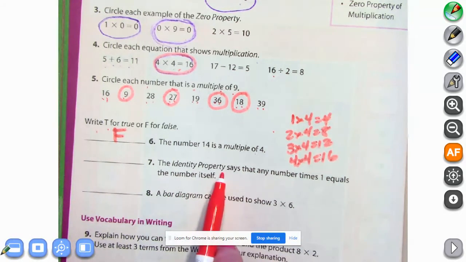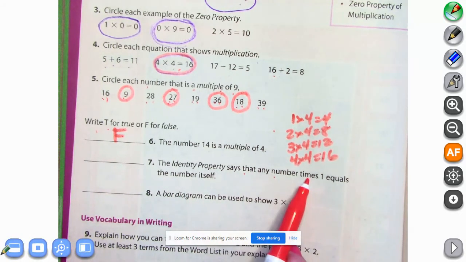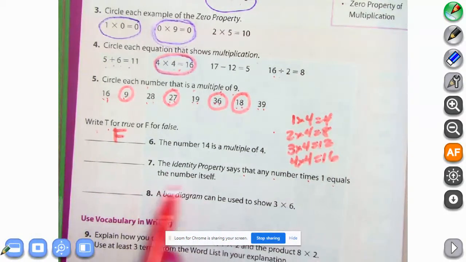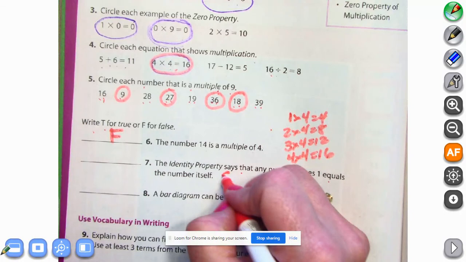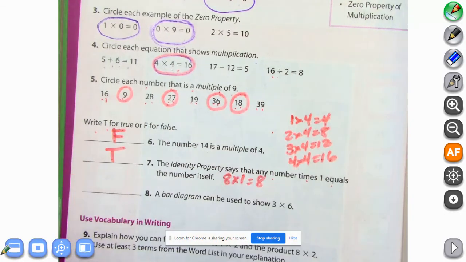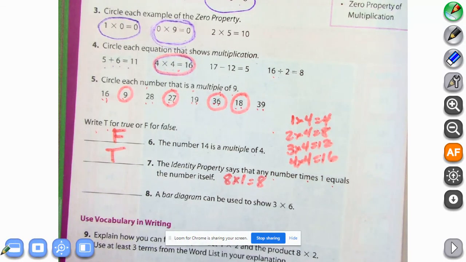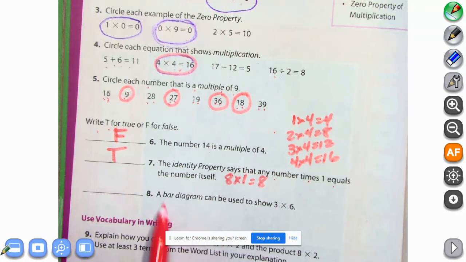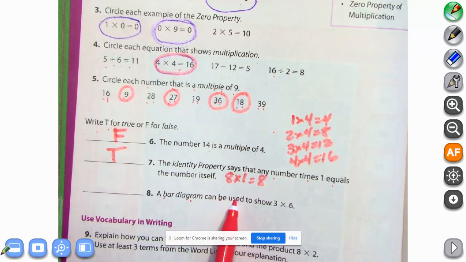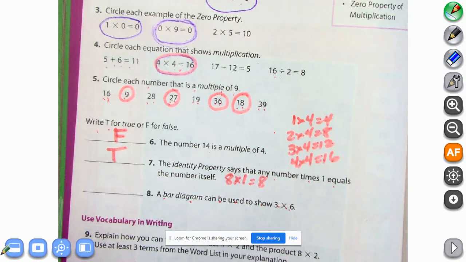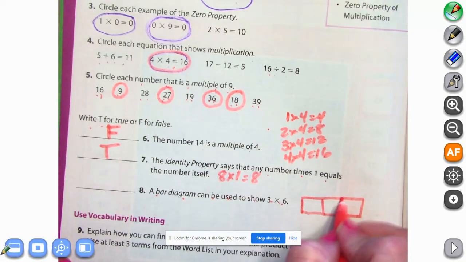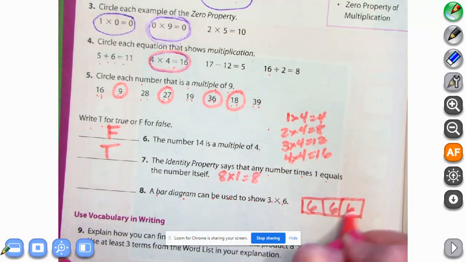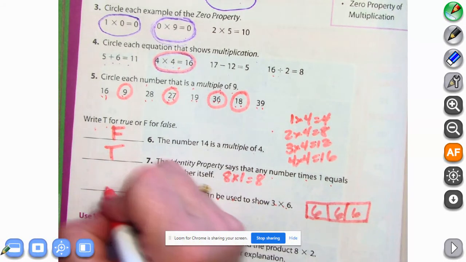The identity property says that any number times 1 equals the number itself. So 8 times 1 would equal 8. True. A bar diagram can be used to show 3 groups of 6. Well, let me show you. Is that 3 groups of 6? Then it's true.